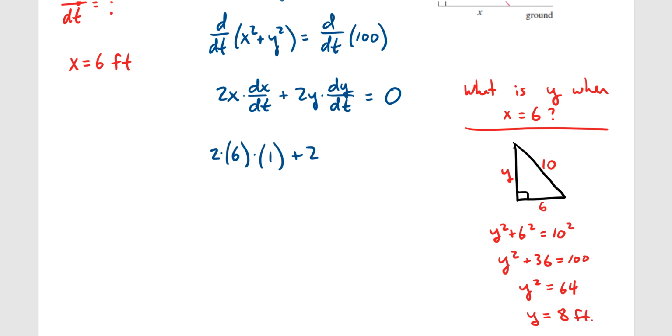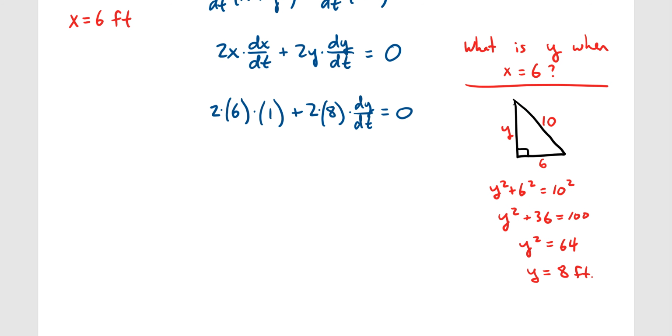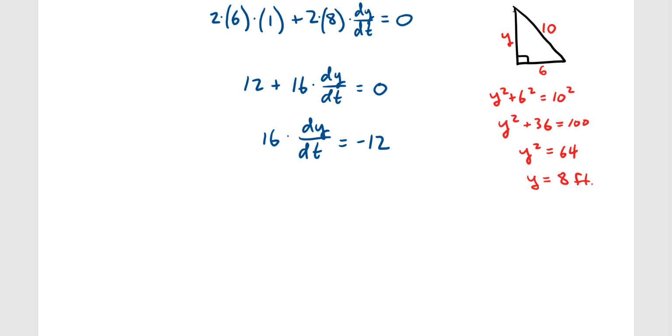Okay, now we can go back up and plug it in. 2 times 8 times dy/dt equals 0, and dy/dt is what we're looking for, right? That's what we were originally looking for here. So perfect, now we can just solve this for dy/dt. So we get 12 plus 16 times dy/dt equals 0. Subtract 12 on both sides. 16 times dy/dt equals negative 12. And we have to divide both sides by 16. So we're going to get negative 12 over 16.